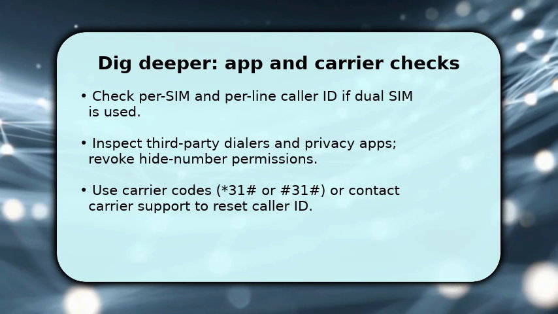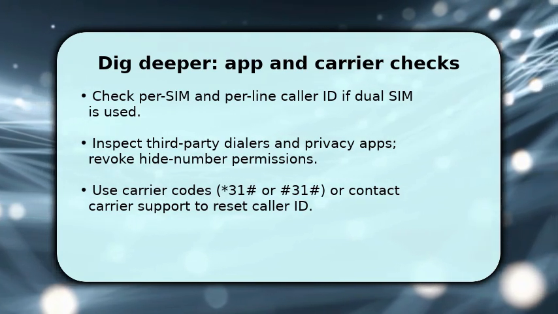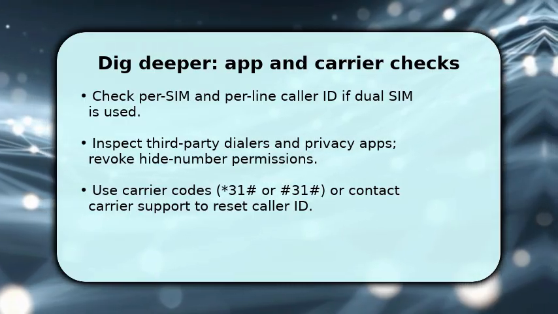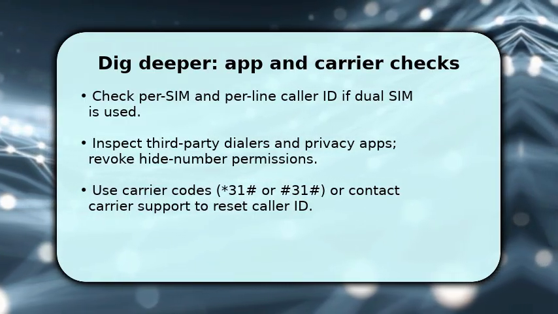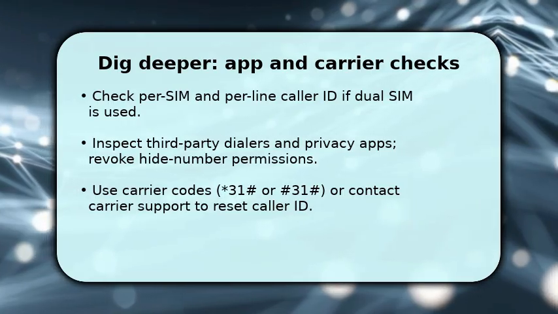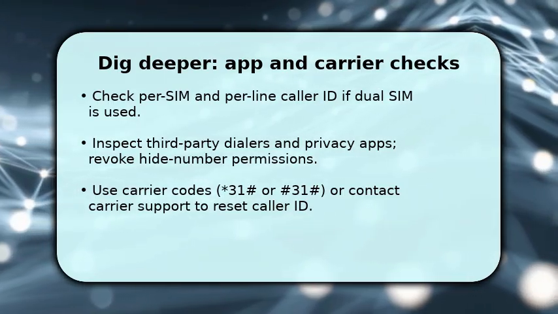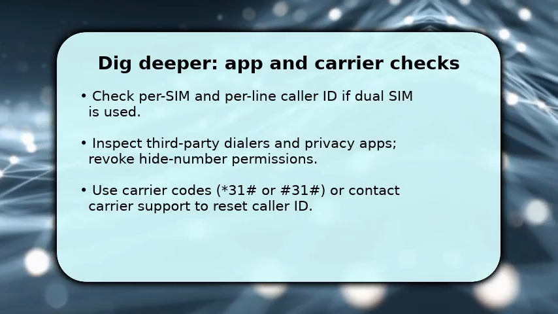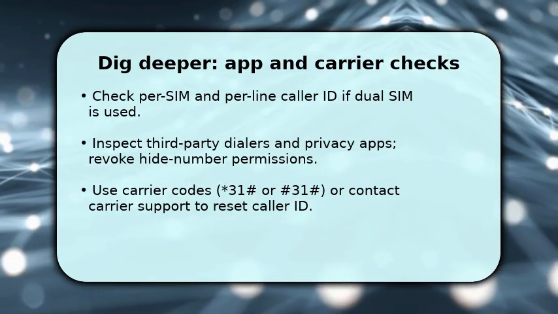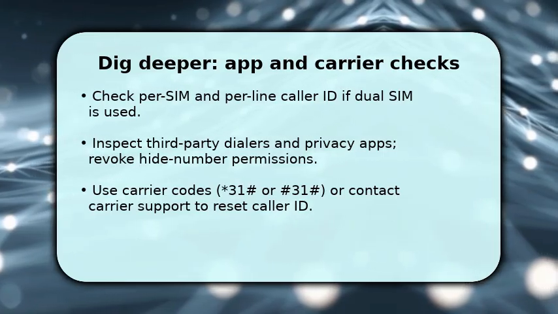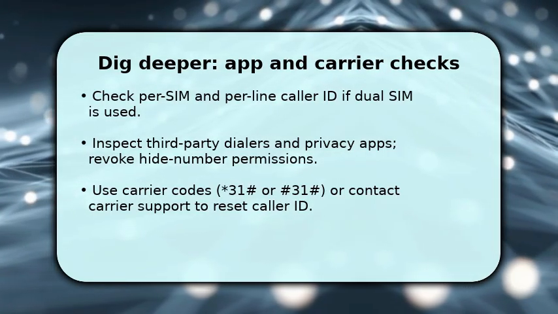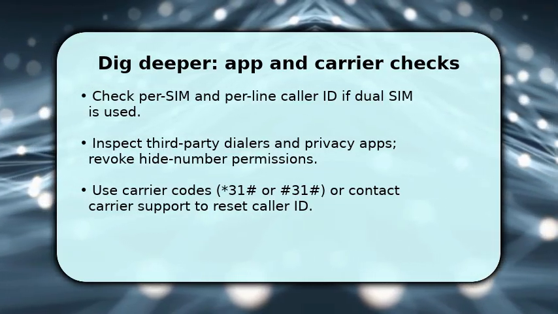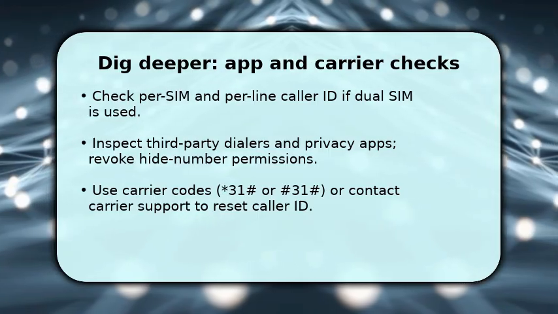Now you'll resolve hidden number behavior that persists. If you have dual SIM, change caller ID separately for each line in SIM settings. Disable or uninstall third-party dialers and any privacy apps that can rewrite outgoing caller ID. Try dialing the standard prefix codes, *31# or #31#, before a number. These toggle hide/show with many carriers. Make sure to reboot the phone after changes. If your number still shows private, reach out to your carrier to confirm account-level privacy settings.